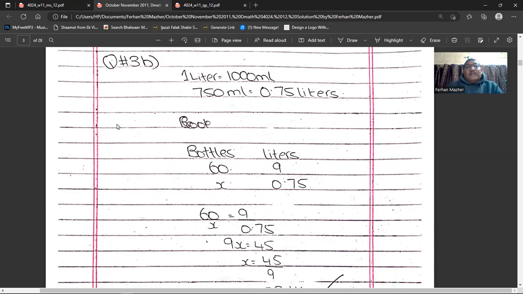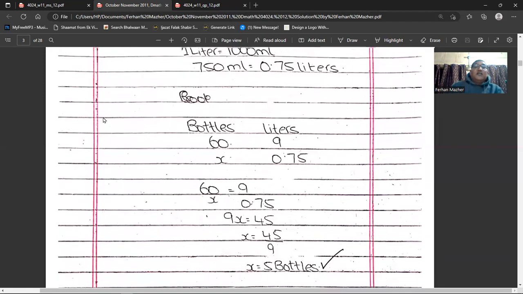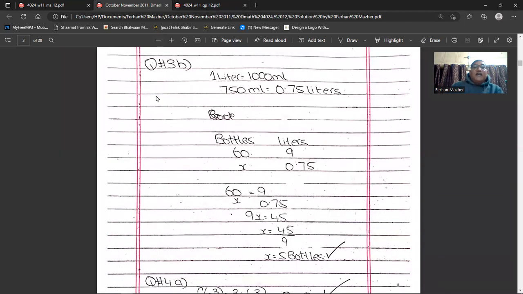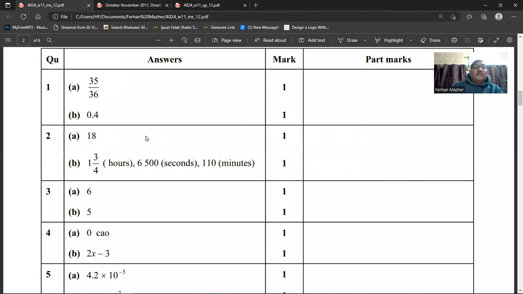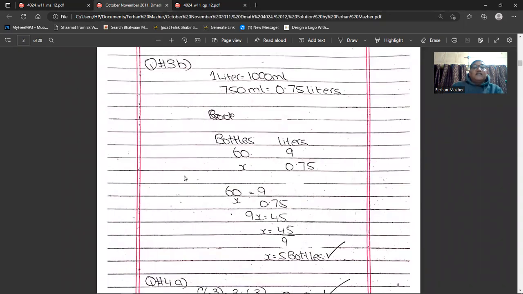So 60 bottles require 9 liters. So X bottles will require 0.75 liter. So you can write them in the form of their ratios. 60 by X is equal to 9 divided by 0.75. So cross multiply. When the 60 multiplies with the 0.75, you get 45. So 9X is equal to 45. So X will be equal to 45 divided by 9, and that will be 5 bottles. So question number 3, B part, 5 bottles is the right answer, sir.